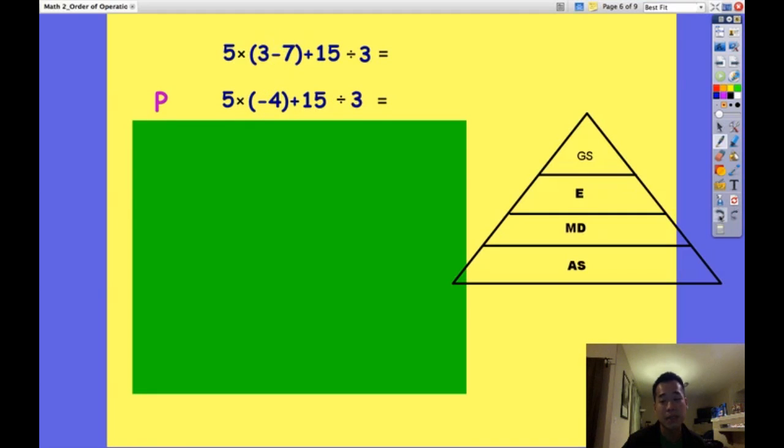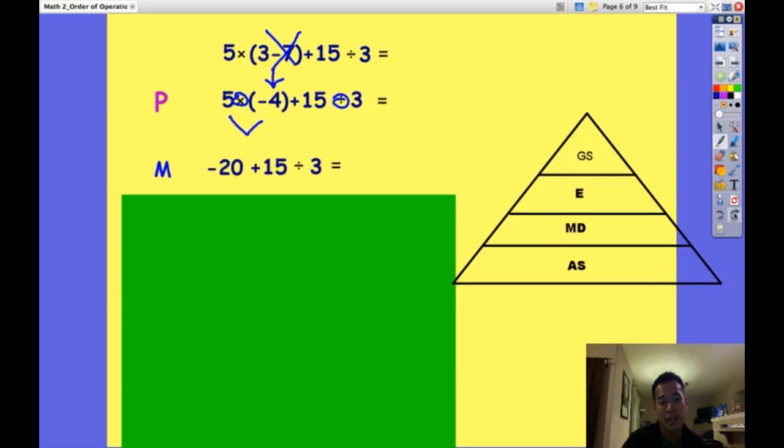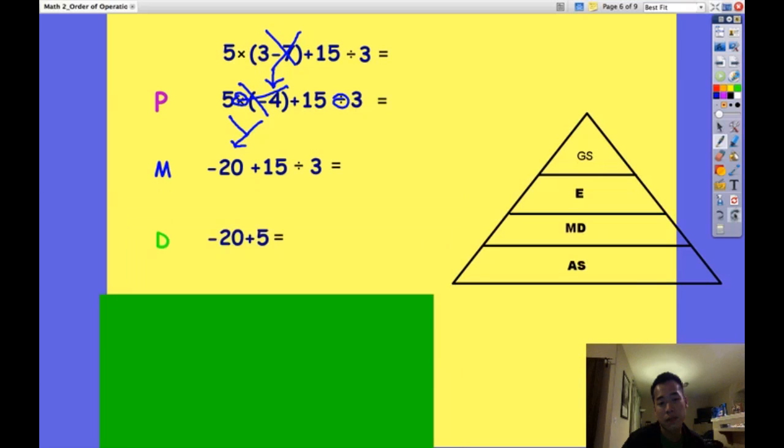So the first thing I did, simple. I did the grouping symbols, in this case the parentheses. Dropped everything down, crossed that out because I already finished it. So just keep watching it. And then next, drop everything down. Again, I get negative 20 plus 15 divided by 3, and then I finally get the simple expression of negative 20 plus 5, which will give me negative 15.